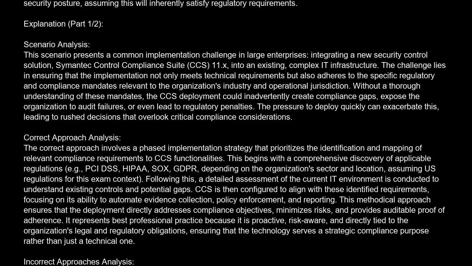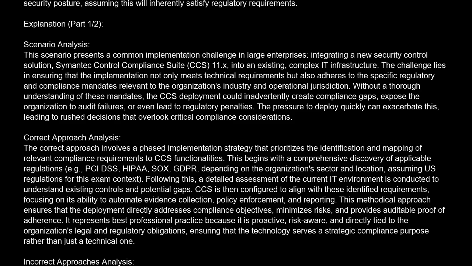Integrating a new security control solution, Symantec Control Compliance Suite, CCS 11X, into an existing, complex IT infrastructure. The challenge lies in ensuring that the implementation not only meets technical requirements, but also adheres to the specific regulatory and compliance mandates relevant to the organization's industry and operational jurisdiction. Without a thorough understanding of these mandates, the CCS deployment could inadvertently create compliance gaps, expose the organization to audit failures, or even lead to regulatory penalties. The pressure to deploy quickly can exacerbate this, leading to rushed decisions that overlook critical compliance considerations.